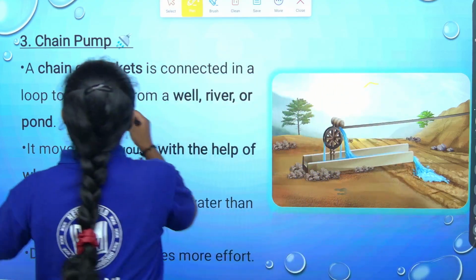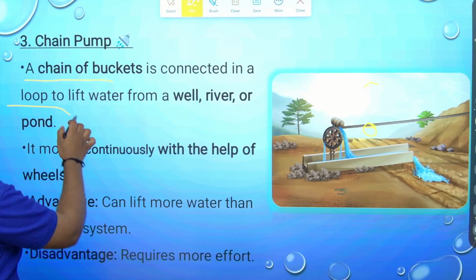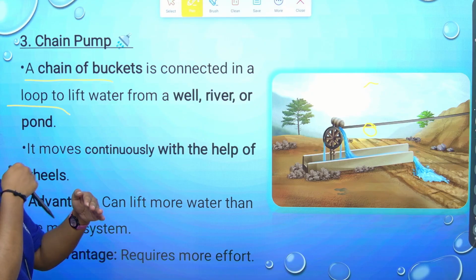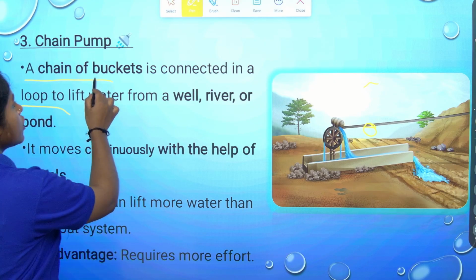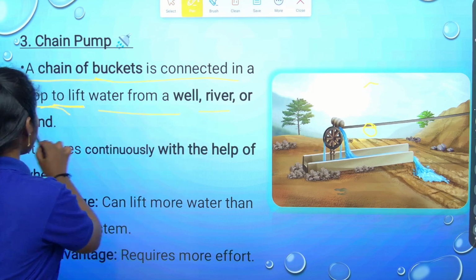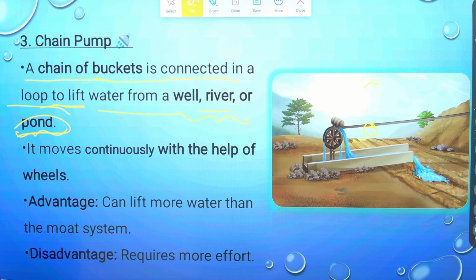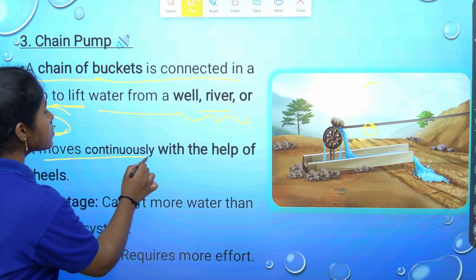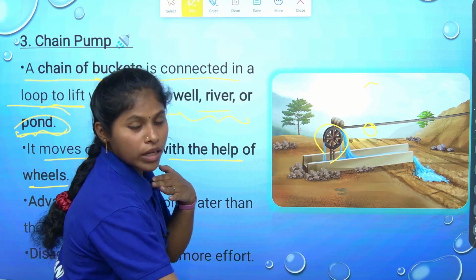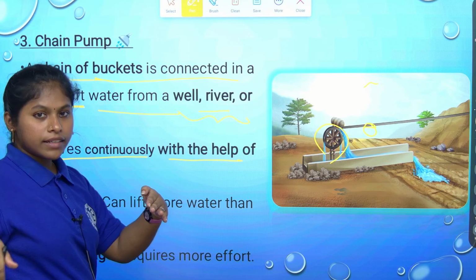See, a chain of buckets is connected to a loop. Again the bucket goes and the bucket full of water comes and the field is filled with water. See children, a chain of buckets connected in a loop lifts water from a well, river or pond. These are the three sources the chain system takes water from. It moves continuously with the help of wheels. Through this wheel, the loop happens. One bucket takes the water and pours it into the canal we kept.